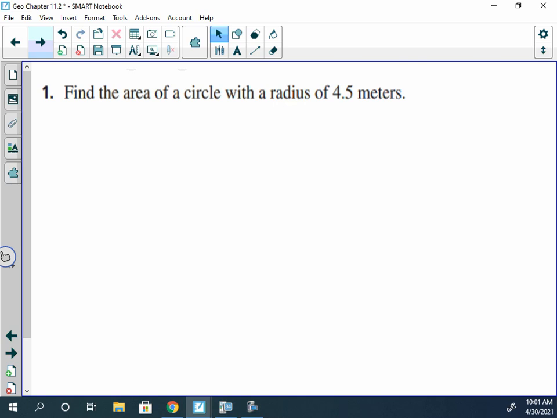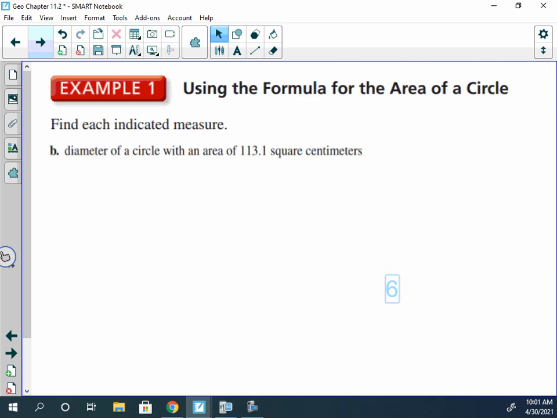Find the area of the circle given the radius. Well, for the most part, we just take the radius measure and plug it into our formula, pi r squared, and we find the area. So we'll skip that one and look at the next one because, again, it's just plugging it into the calculator.